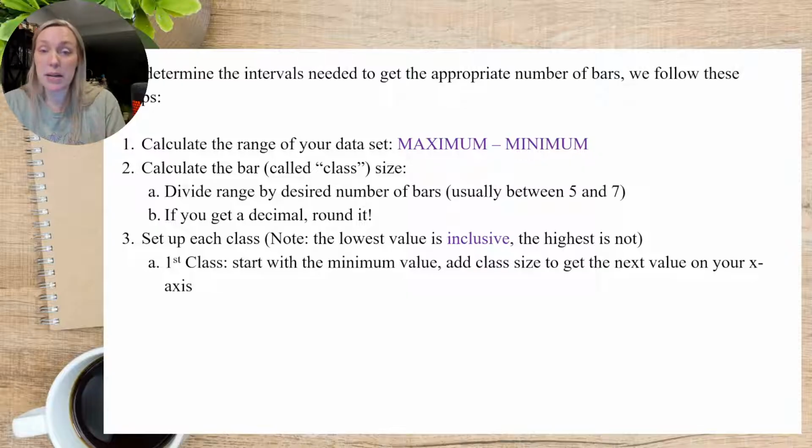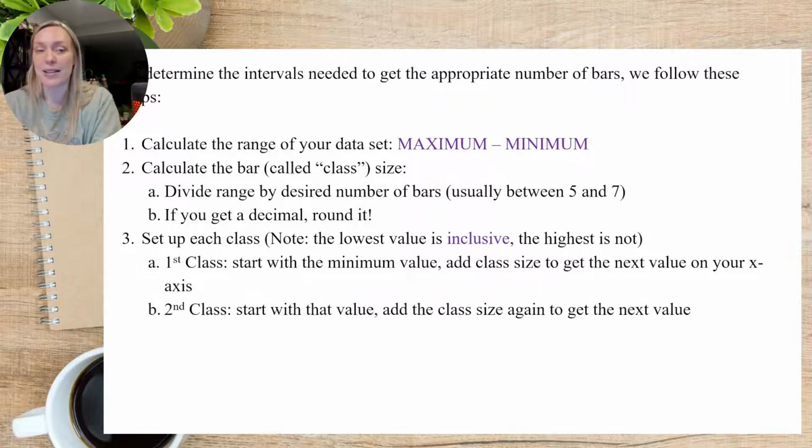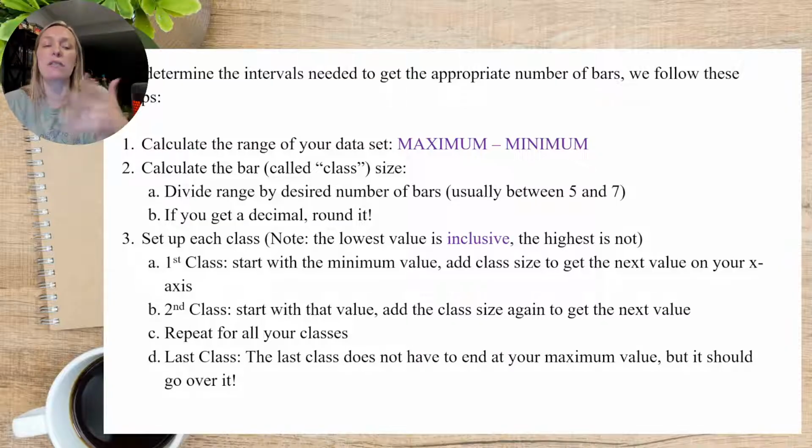Our first class starts with the minimum value, and we add that interval size we got to get the next value on our x-axis. The second class starts with that value and adds it again to get the next value, and we repeat it for all of those classes until we cover that maximum value. The last class does not have to end at the max value, but should go over it. The first class doesn't necessarily have to start with the minimum value either. If our minimum value is 3, I can start at 0. I just have to make sure that my classes cover from my minimum value up to my maximum value.